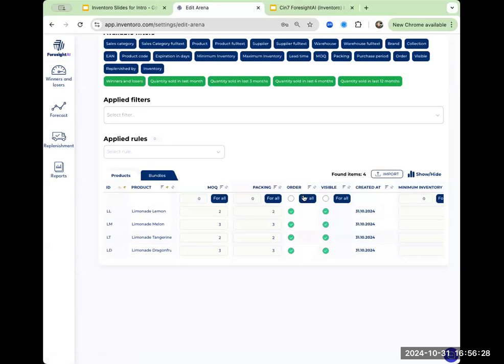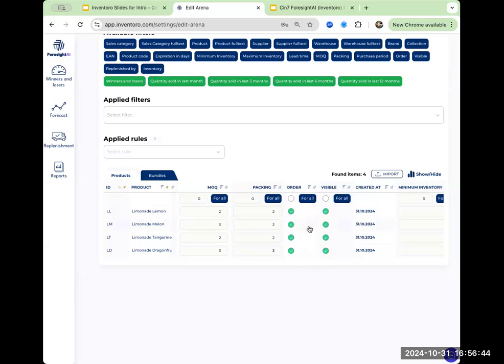An example of that would be custom furniture. I still want to see how it's performing, but it's not something I want to have on hand because I'm making it custom. So I would uncheck orderability so that I could still see how well it's performing, but I'm not ordering it all the time.